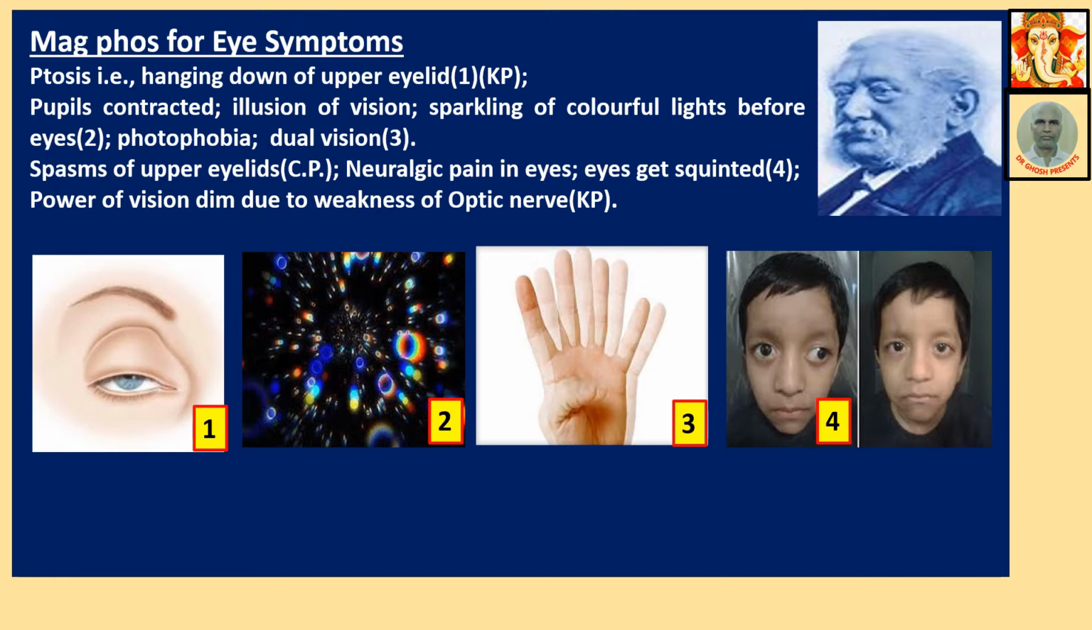Note the same child: when normal, this is normal, this is when diseased. Eyes get squinted. Picture 4. Power of vision dim due to weakness of the optic nerve. See, what is the level of medicine action? The power of vision dim, if it is due to weakness of the optic nerve, very few medicines are available in other pathies. Now, Mag Phos can cure this difficulty in the nervous system of the optic nerve internally.